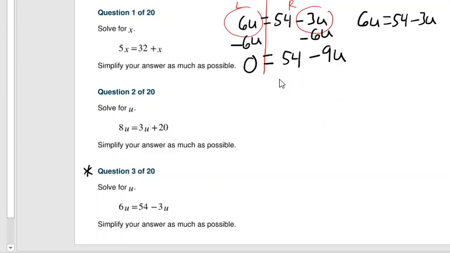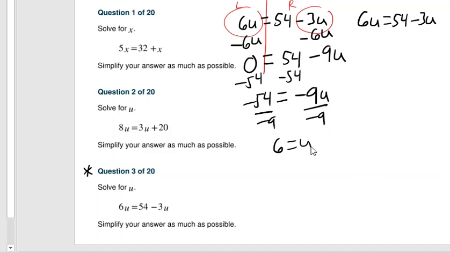Okay? And then to solve from there, this is just a two-step equation. So you would minus 54 from both sides. So negative 54 equals negative 9 times u. And then you would divide by negative 9. So u equals positive 6. So that's one choice you could make.